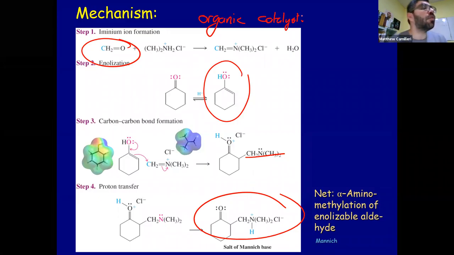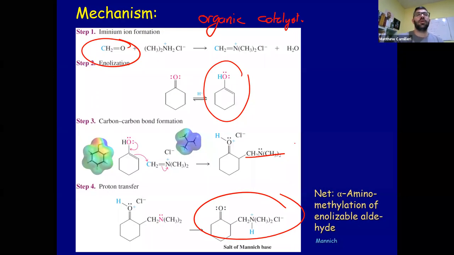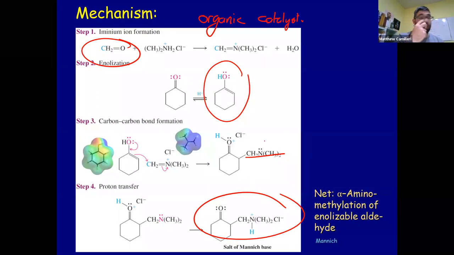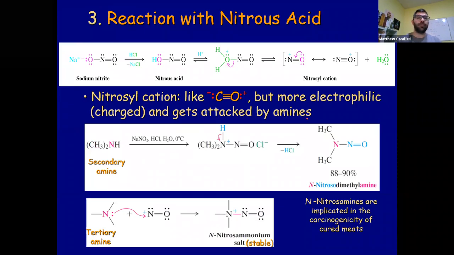So in fact, the first two reactions that we've covered are very similar to the oxygen analogs. The first one, the Hofmann elimination, was similar to the dehydration of alcohols. And this one, the Mannich reaction, is similar to the aldol reaction. The last reaction we're going to be doing for today is a bit different, but any questions first? Do you have any questions with respect to the first two reactions?